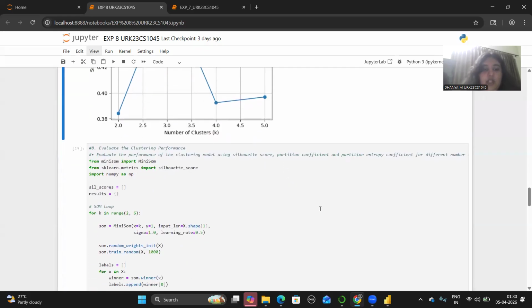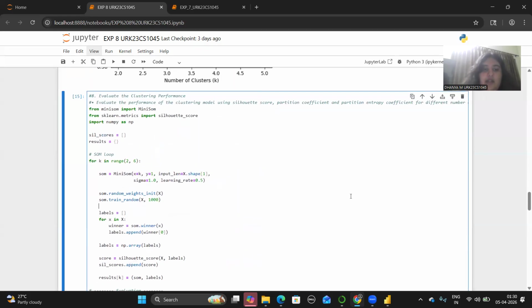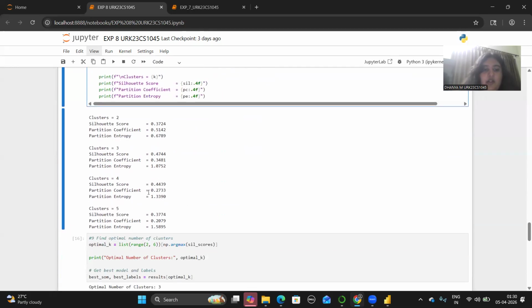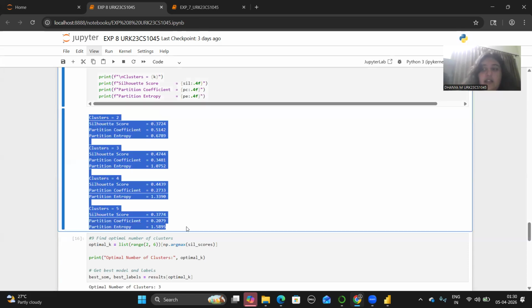And for the eighth question, I evaluated the clustering performance using silhouette score, partition coefficient, and partition entropy coefficient. You can see in the output I did for clusters 2, 3, 4, and 5, and the silhouette score, partition coefficient, and partition entropy are shown here in the output.